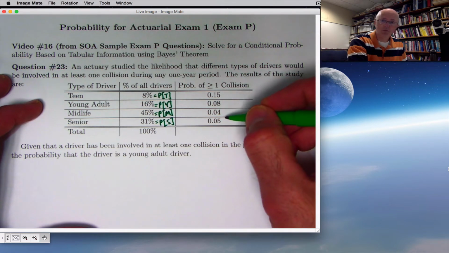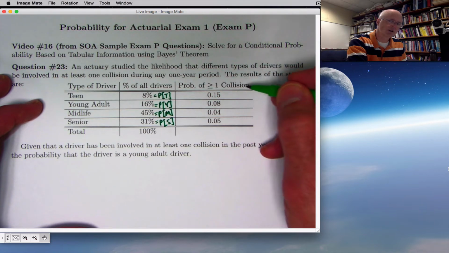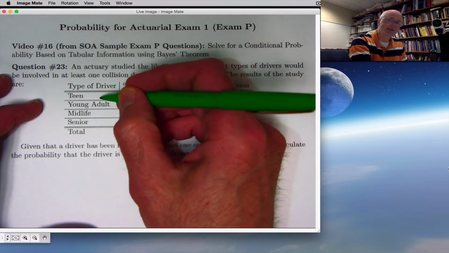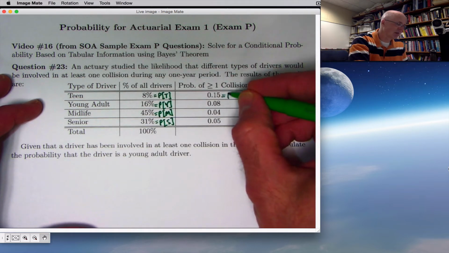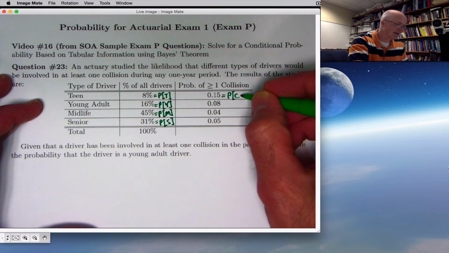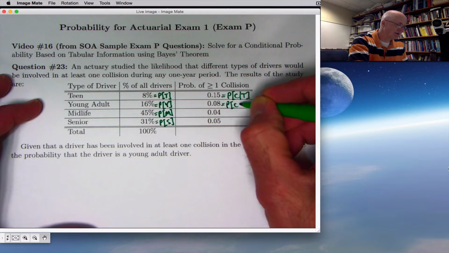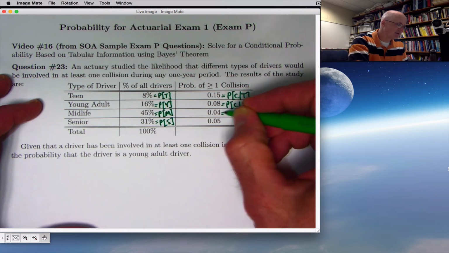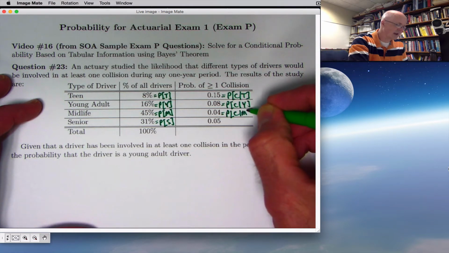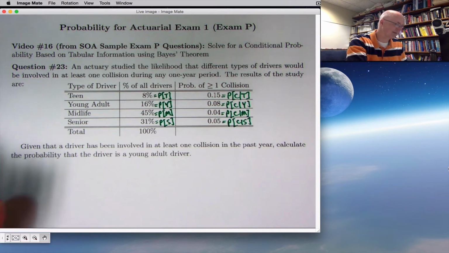Next, you need to realize that these numbers represent really conditional probabilities. This 0.15 is the probability of greater than or equal to 1 collision. This is the way it says it on the table, but that is based on the fact that you're in this row, that you know it's a teenager. That's the given information. So this is really a conditional probability. The conditional probability of C, say, which represents greater than or equal to 1 collision, given that the driver is a teenager. 8% is the conditional probability of collision given that the driver is a young adult. The 4% is the probability of at least one collision given that the person is midlife. And finally, the 5% is the probability of C given S. S represents senior here, not the sample space.